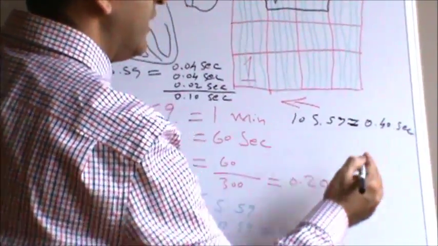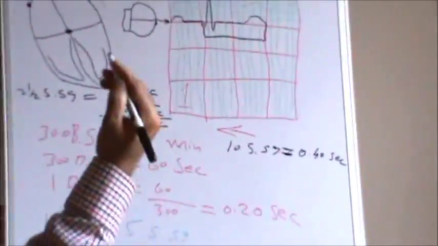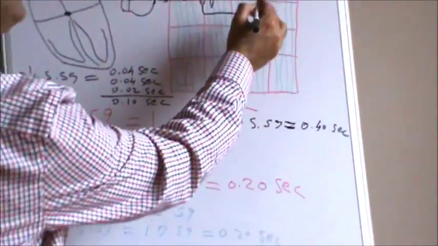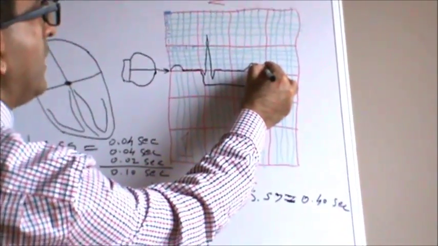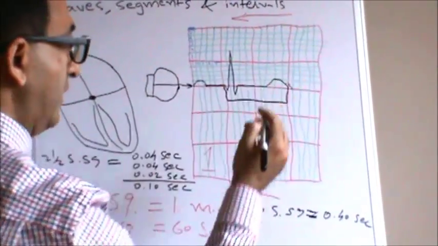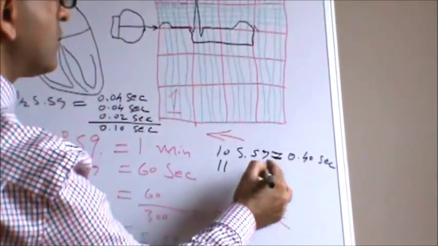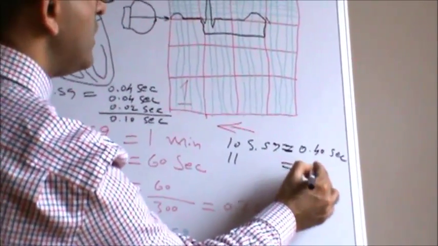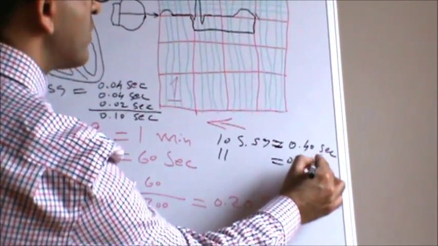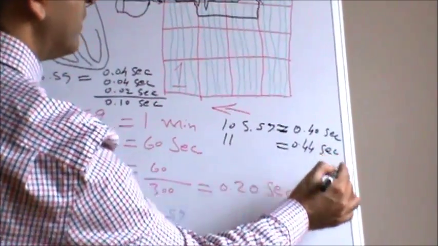0.40 second. Now, you may see once in a while on the ECG tracing that it may go up to 11. So 11 small squares would be what? 0.44 second. It's simple math. You can do it.